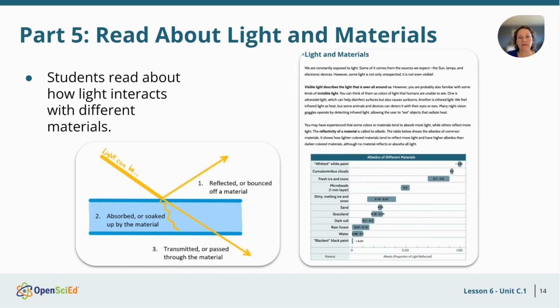The key moment in part 5 is where we get to build on our understanding of why it is that the darker colored construction paper seems to absorb so much more energy than the lighter colored paper. Students read about light and materials. There are some key terms that are introduced, including infrared light, radiation, and albedo.